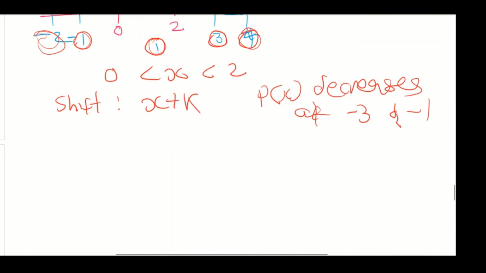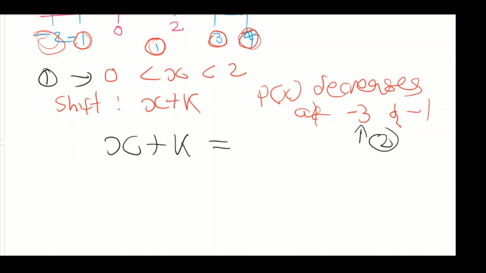So you're having all these conditions here. You have condition 1, and we have condition 2 here. So what you're going to do is say x plus k is equal to what? It's equal to a solution, right? So what solution is that? You know that p of x decreases between minus 3 and minus 1. So what is the value between minus 3 and minus 1? It is minus 2. So we are interested in this minus 2.